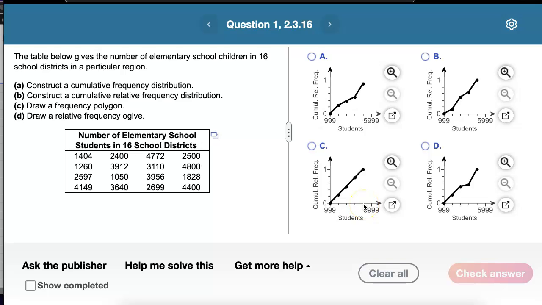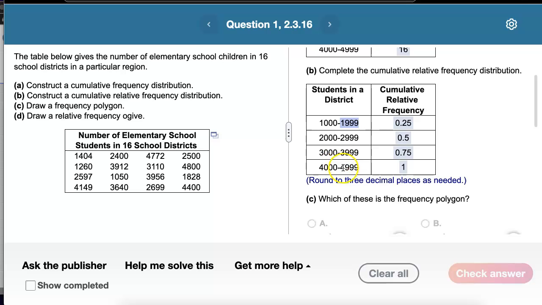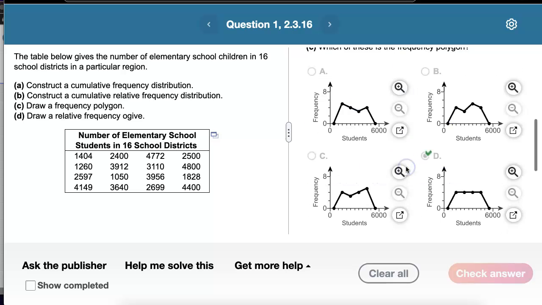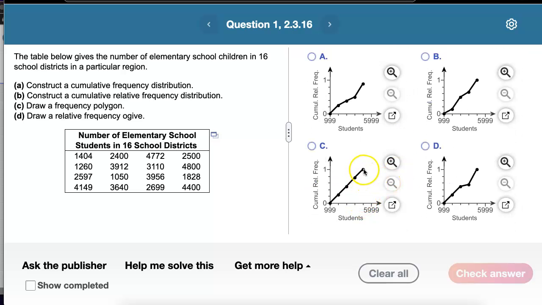And just as a quick check, that last value should be at 4,999, the x coordinate, and the y coordinate should be 1. And that looks to be the case right here. But each of these were increasing by the same amount as we added. We were adding 4 each time, so I should expect something linear.